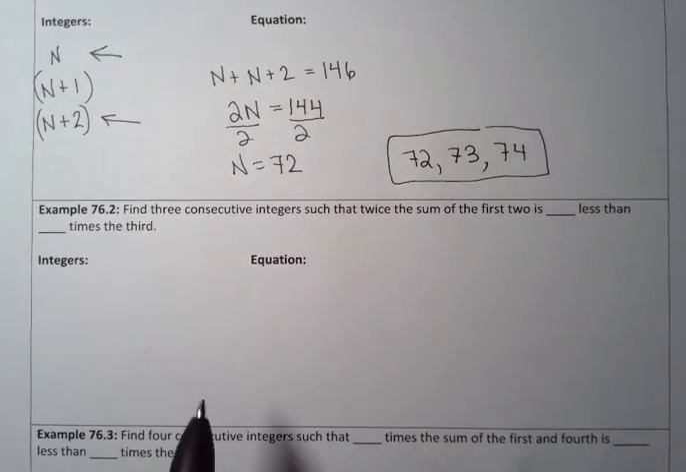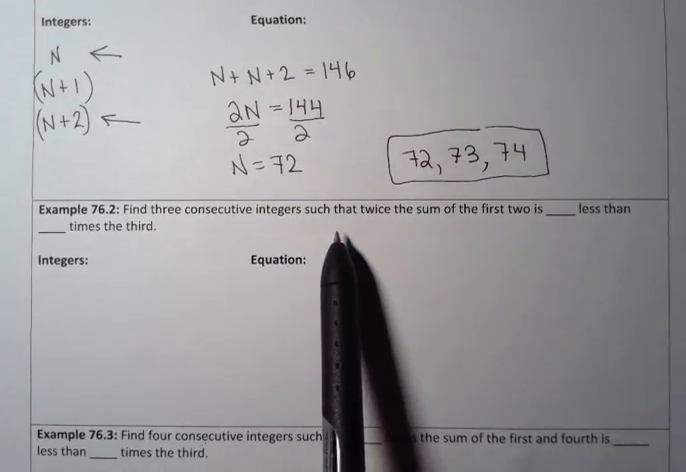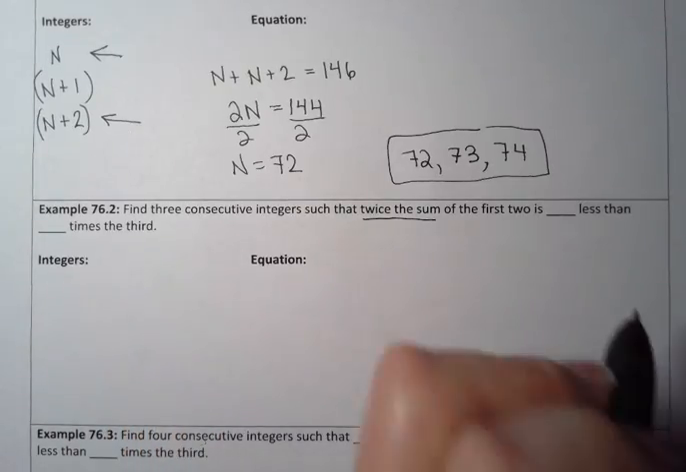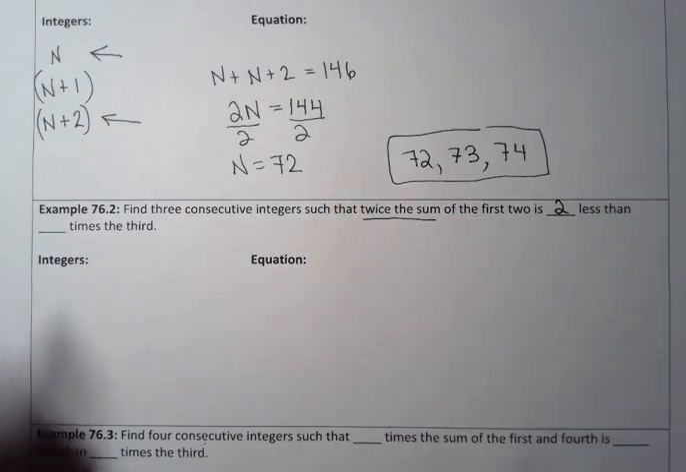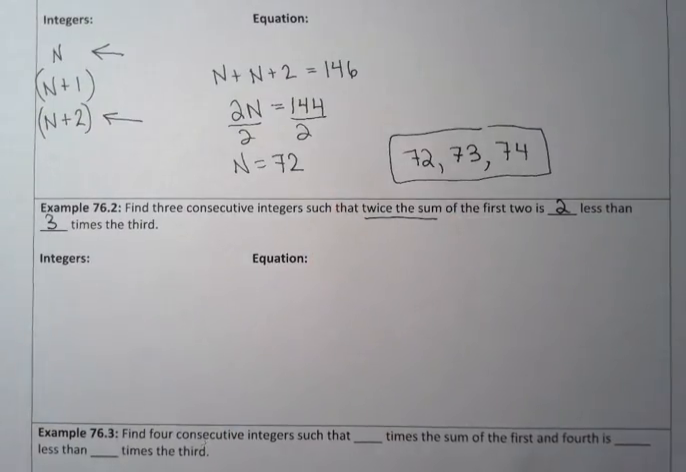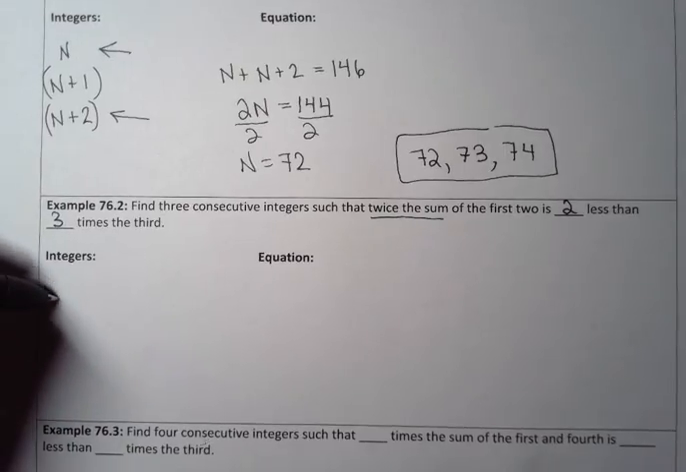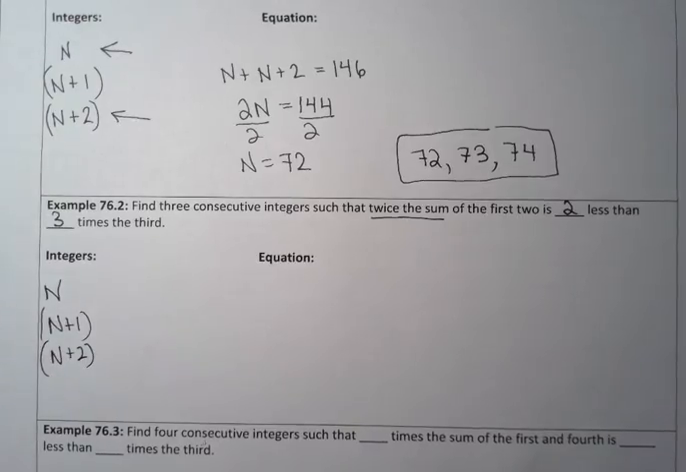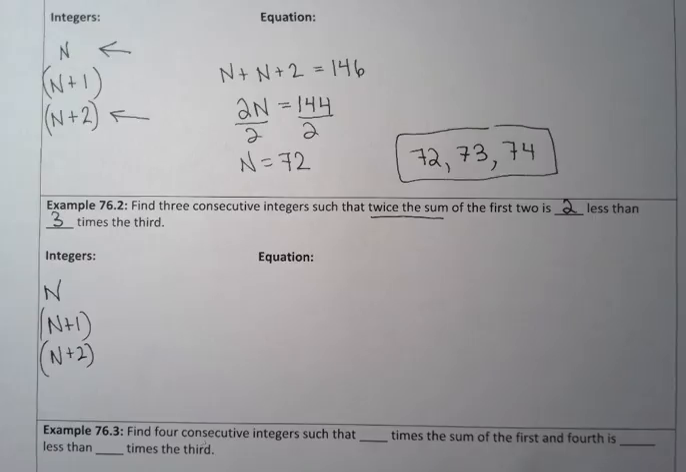This time we're asked to find 3 consecutive integers such that twice the sum of the first 2 is 2 less than 3 times the third. This one's a little more complicated, but let's try it. We have 3 consecutive integers, so again I have n, n plus 1, and n plus 2. So take a moment and pause the video and try to come up with the equation that matches with this situation.